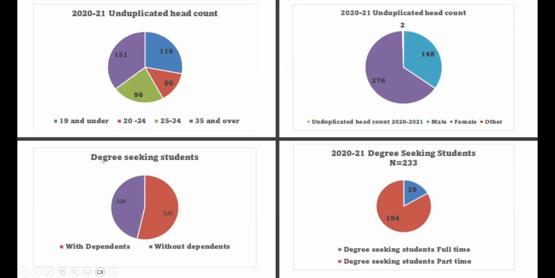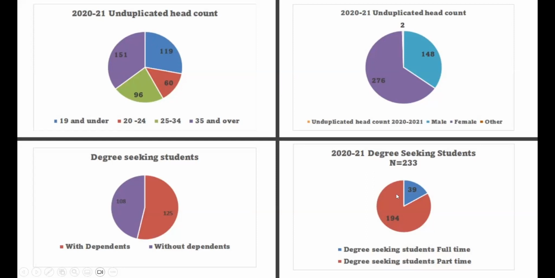Also looking at our degree seeking students, we can see that actually a majority of our students have dependents. So a minor portion are without dependents, whereas the majority have dependents at home that they have to take care of and are responsible for.